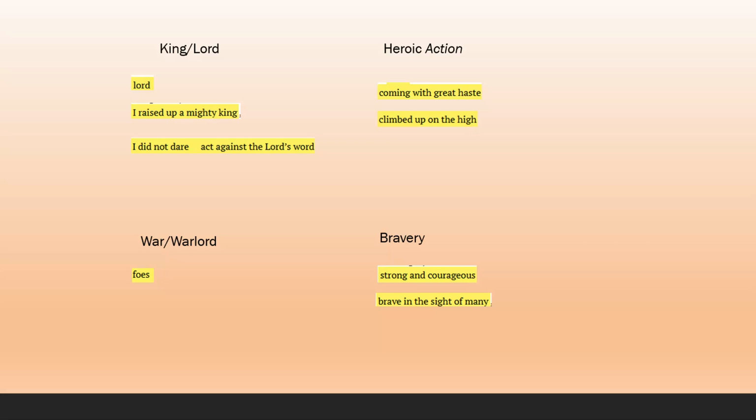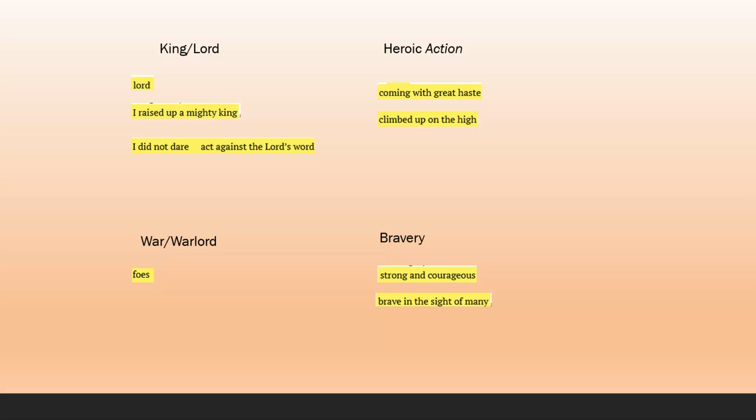Heroic action, that's the way I see the coming with great haste and climbed up on the high cross, I believe was the word after that. It's as though Christ were embracing his fate, as though he were rushing into battle. So that's how I interpret those. That's the inference I make.